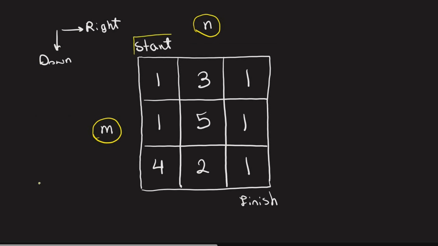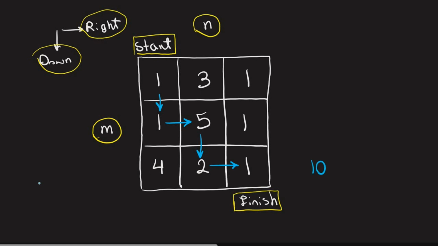and we are supposed to start from the top left corner and finish at the bottom right corner, and we can have two movements: to the right or down. So one possible solution could be this: I can move from 1 to 1, 1 to 5, 5 to 2, and 2 to 1. So if I take this path, the summation is 1, 2, 7, 9, 10. So this path is 10.